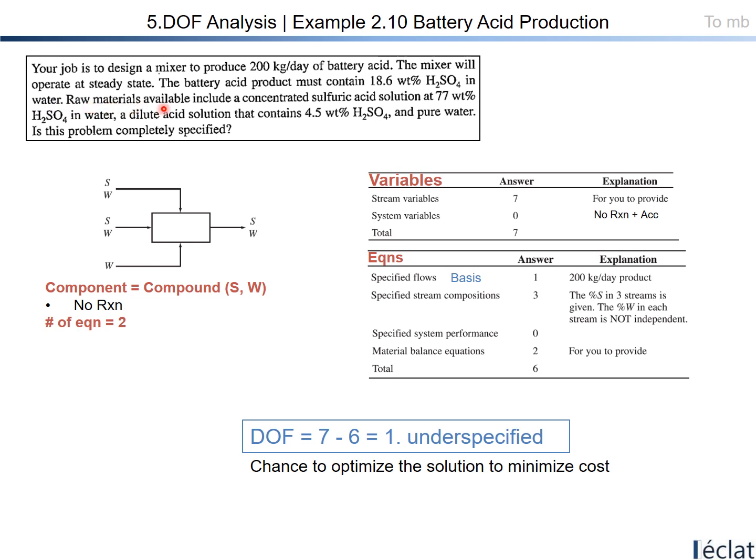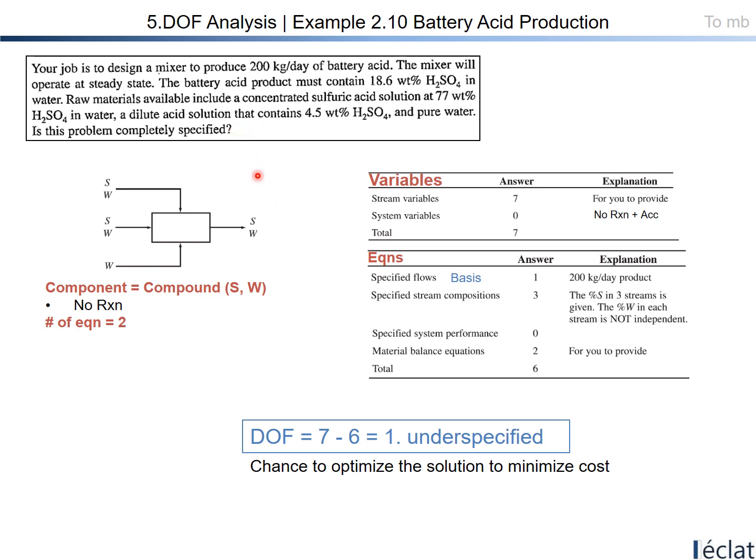Raw materials available include a concentrated sulfuric acid solution at 77% sulfuric acid in water. That is the first input. And a dilute acid solution that contains 4.5 weight% sulfuric acid. This is the second input. And pure water, third input. Is this problem completely specified? So this problem is a degree of freedom analysis.